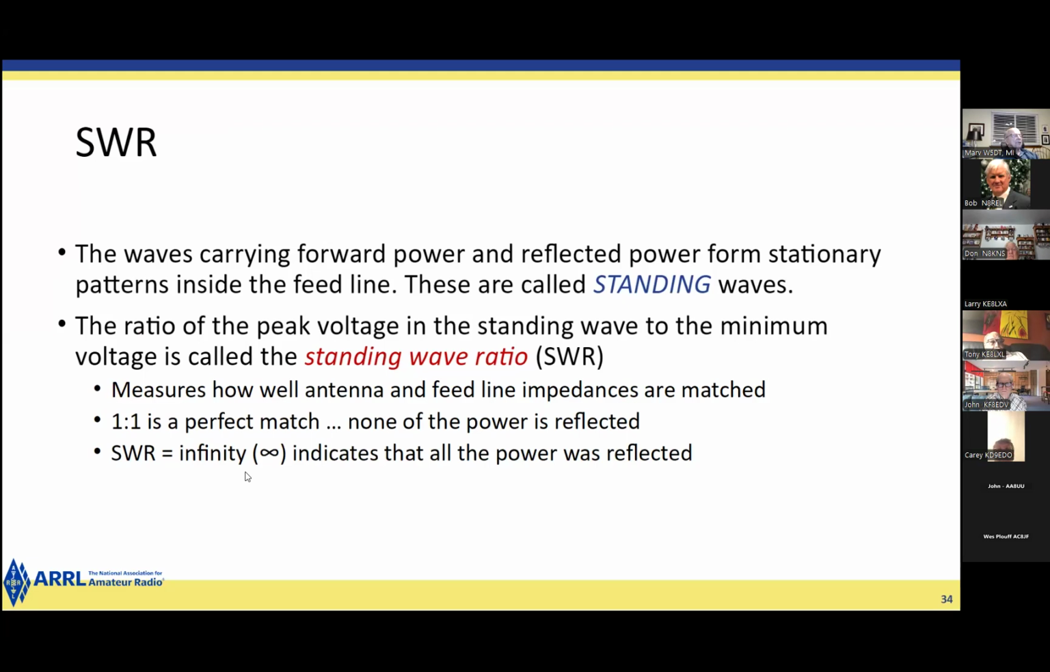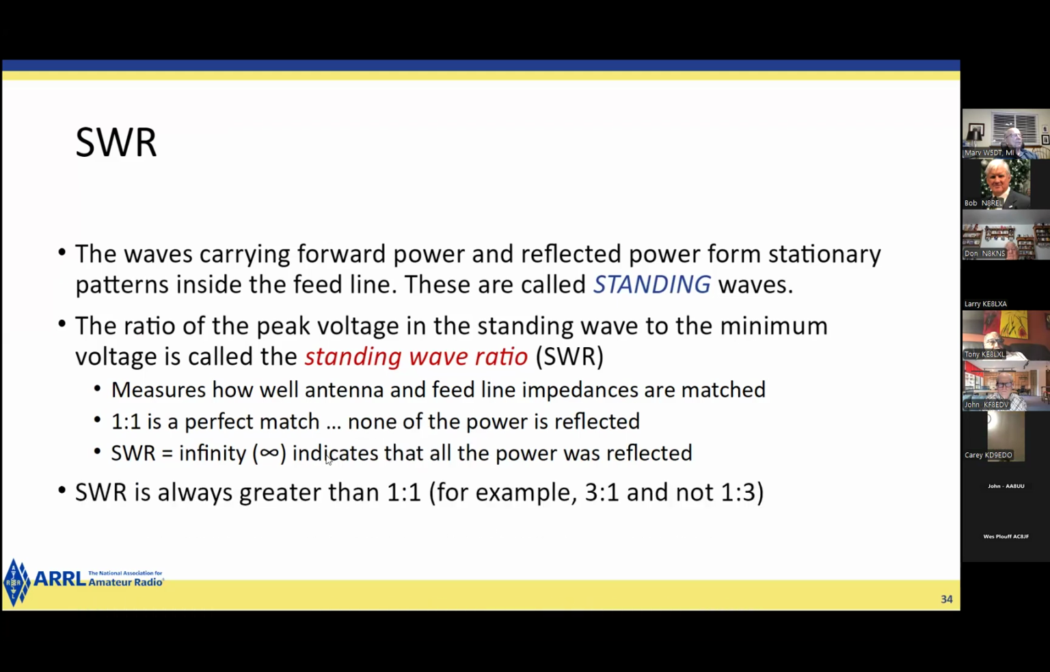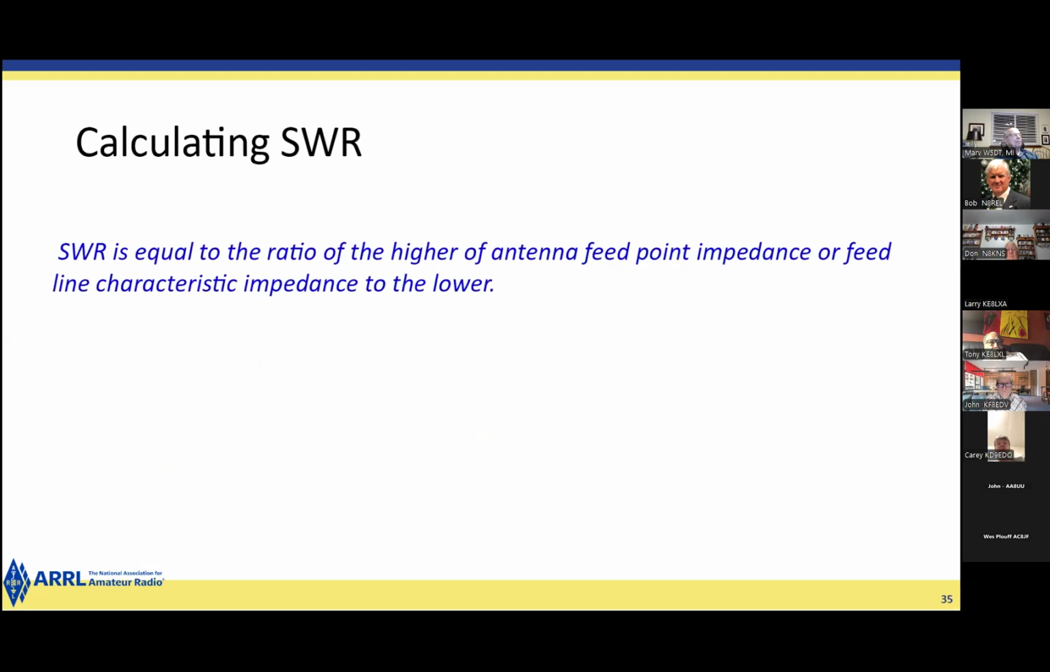An SWR equal to infinity indicates that all the power was reflected. SWR is always greater than 1-to-1. For example, 3-to-1, and not 1-to-3. SWR is equal to the ratio of the higher of antenna feed point impedance or feed line characteristic impedance to the lower.